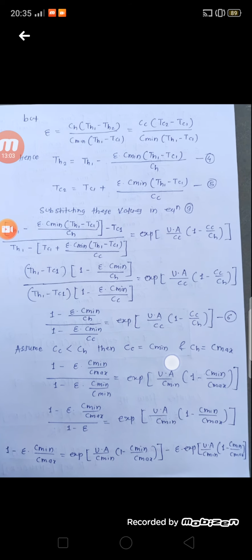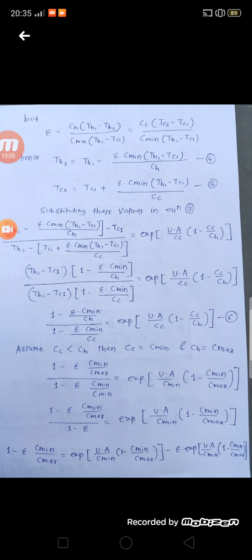Now we have to assume that CC is less than CH. Then CC is C minimum and CH is C maximum. So instead of CC we put C minimum, and instead of CH we put C maximum. So put that value into equation number 6.